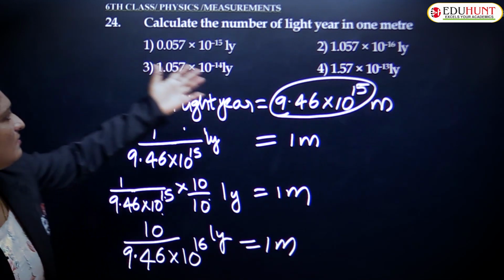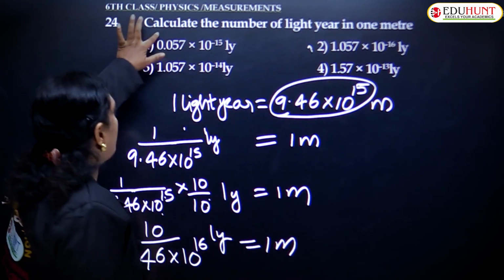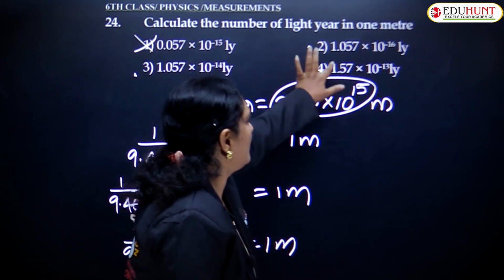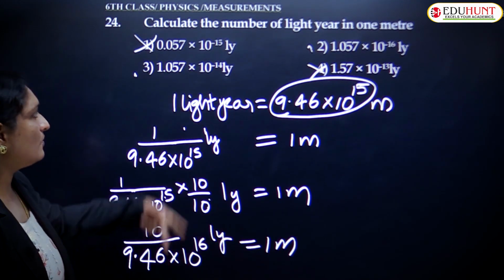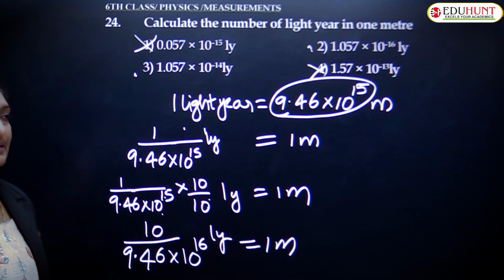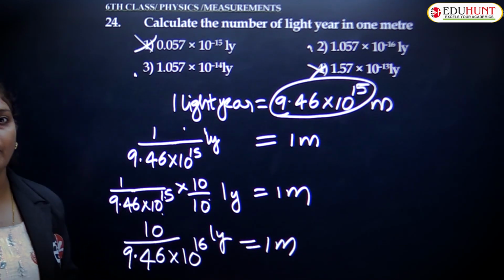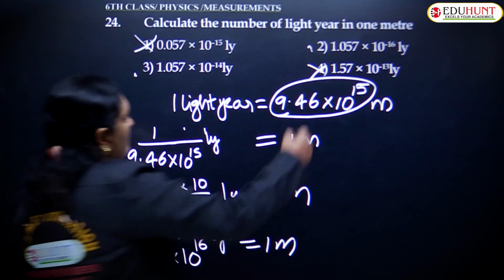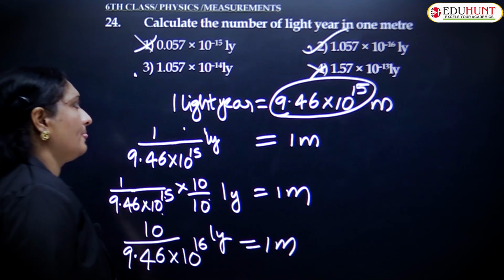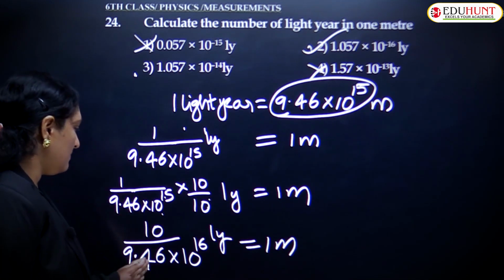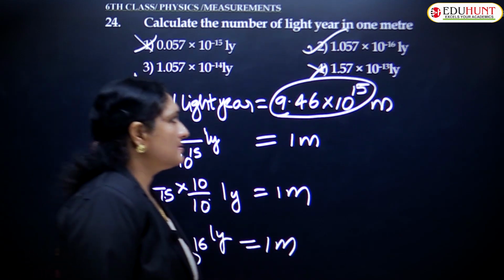10 divided by 9.46 is 1.0 something you will get. Everywhere we have 1.0 in the options. Just divide this. Then 10 power 16, if it goes up, becomes 10 power minus 16. So 1.0 something into 10 power minus 16 meters. Where is the answer? This one. It can't be minus 14; it will be minus 16 only. That's it, children.